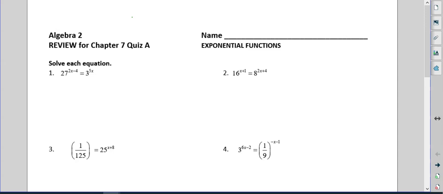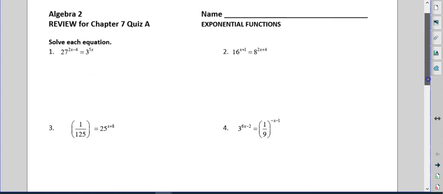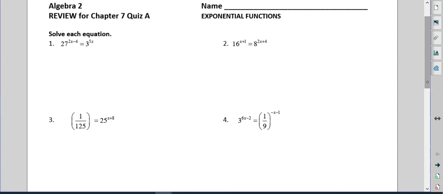All right, so the review for the Chapter 7 quiz, sections 1 through 3. All right, so number 1, we need to find the same base. So if you look on your blue card, they're both going to have the same base of 3. So 3 to the third power is 27, and then we just put the 2x minus 4. And then 3 to the 1 is 3, so this is just 5x.